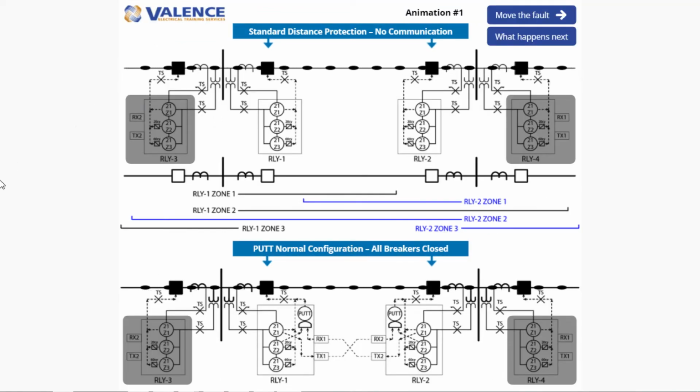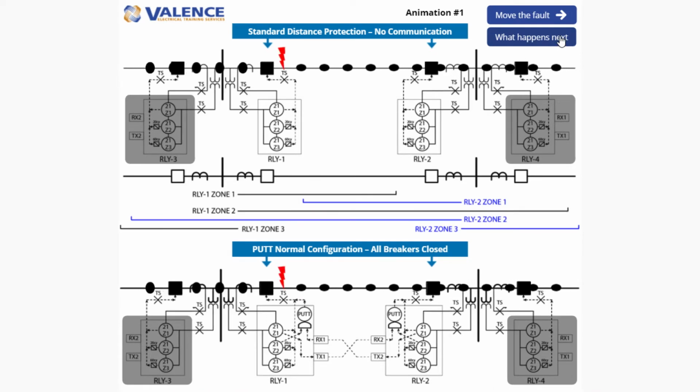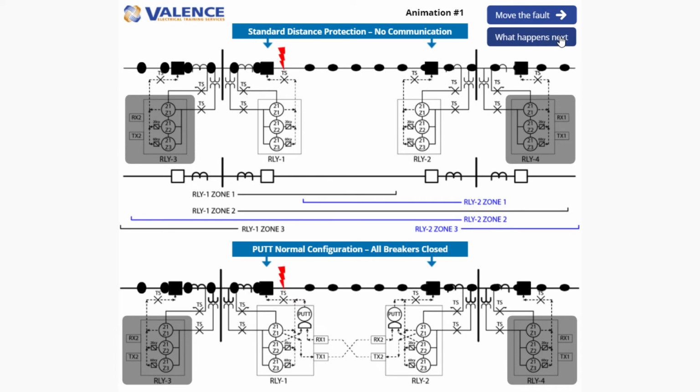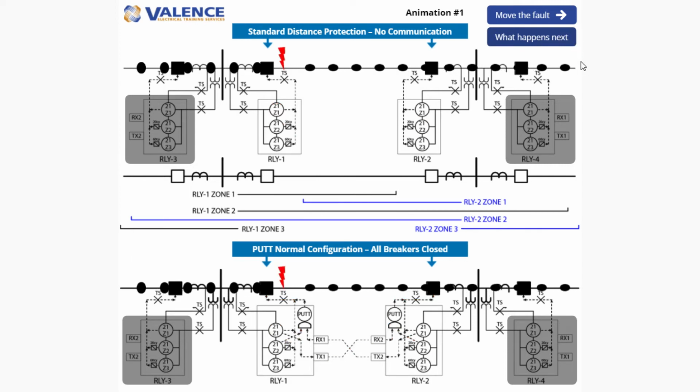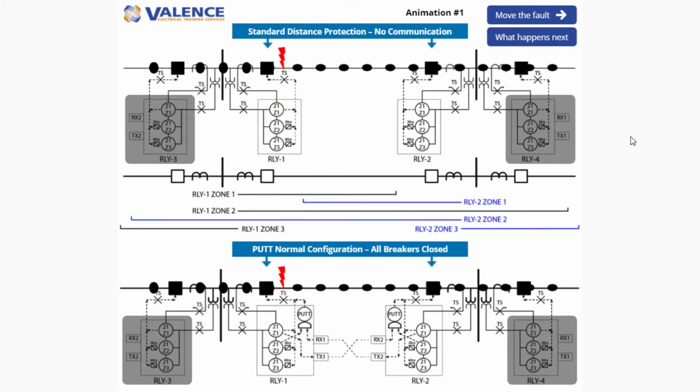When you enter the link, there is Valence Electrical's animation page for PUTT transfer trip. They have mentioned clearly the distance protection with no communication and PUTT configuration mode. Let us consider a fault occurs on the line near relay 1. Relay 1 will detect a zone 1 and zone 2 fault. Relay 2 will detect the fault at zone 2.